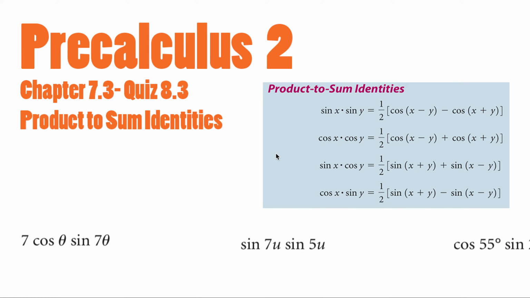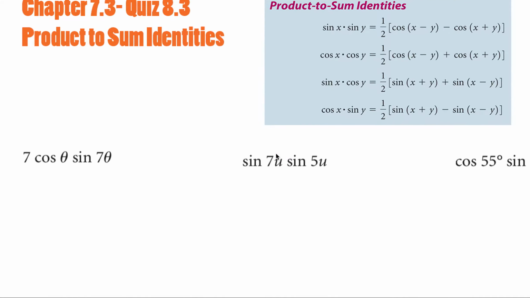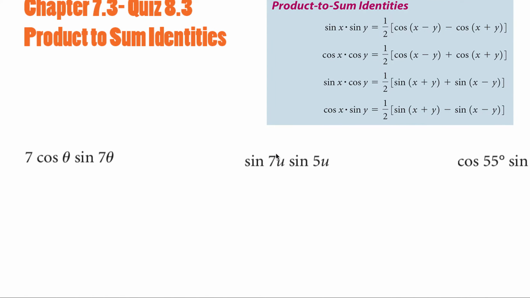In these examples, we're going to use the product to sum identities in order to solve them. So let's start with the first one: 7 cosine of theta sine of 7 theta. Which one of these four relates sine of x times cosine of y? Clearly the third one, so we're going to use that one.